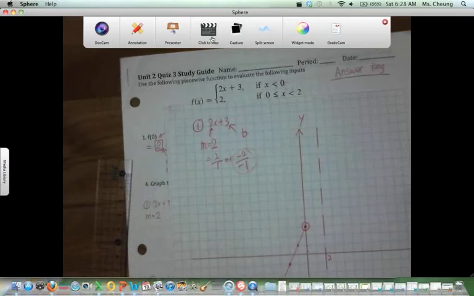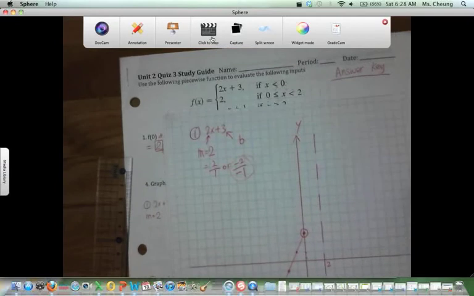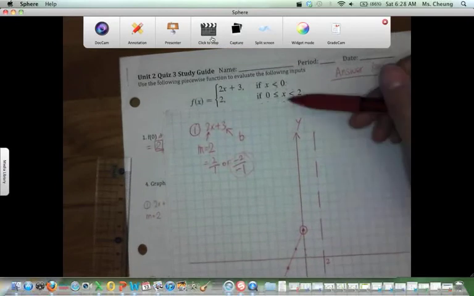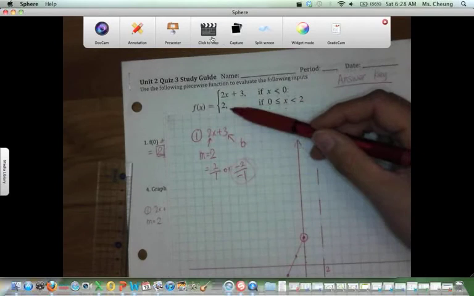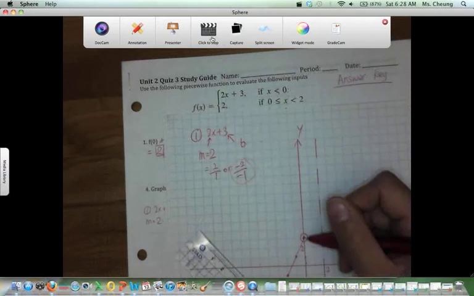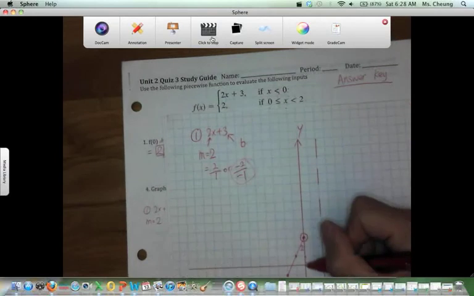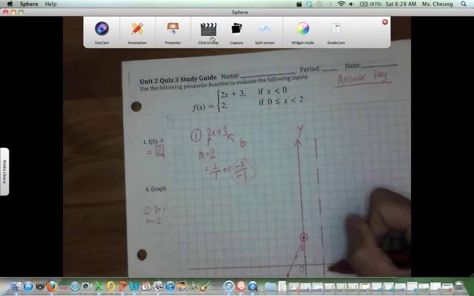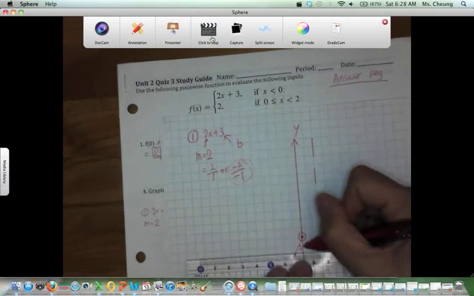After that, I'm going to graph my second function, which is a constant function. Whenever it's a constant function, that means that it's a horizontal line. So I'm going to graph y equals 2, because it's in between 0 and 2, so I'm just graphing in between these two lines.